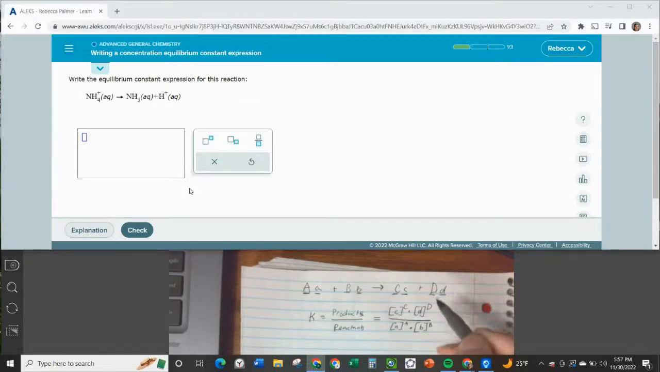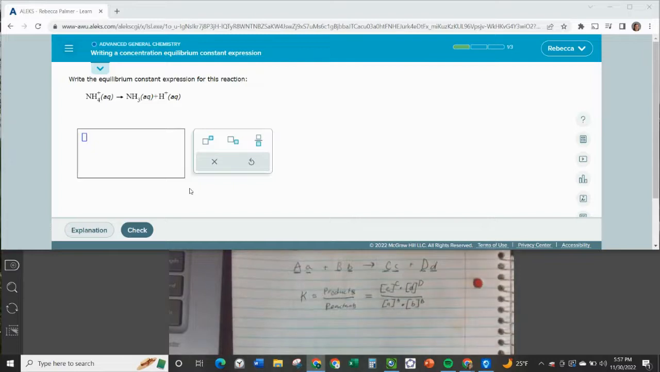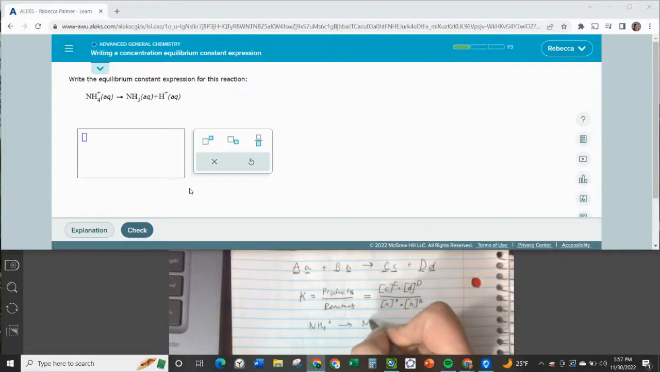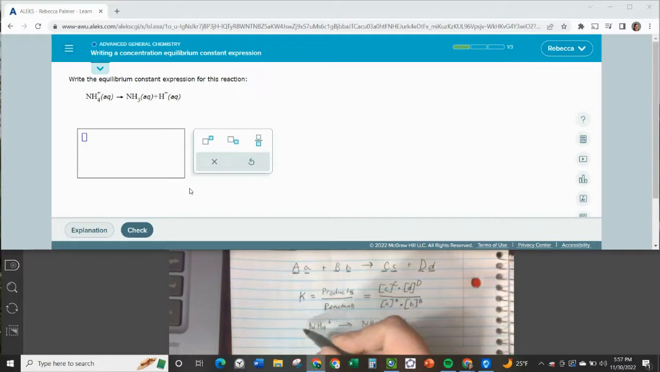So this is our setup. This is the equation for the equilibrium constant. So when we're looking at this reaction, NH4+ goes to NH3 plus H+. This is balanced. It will be balanced for you. All of these coefficients are 1.